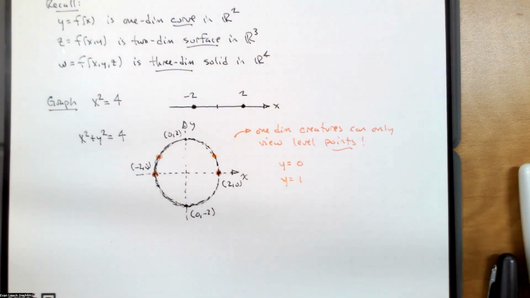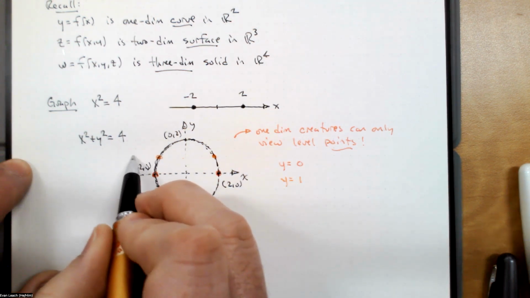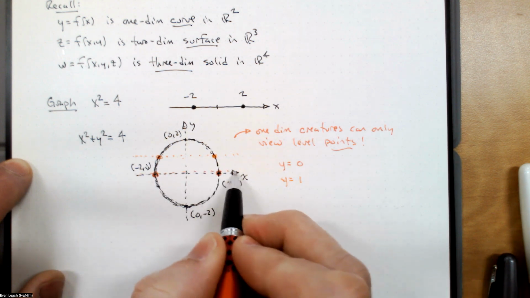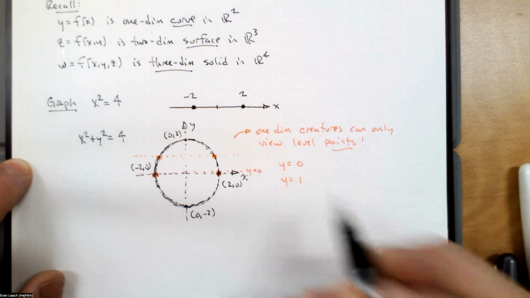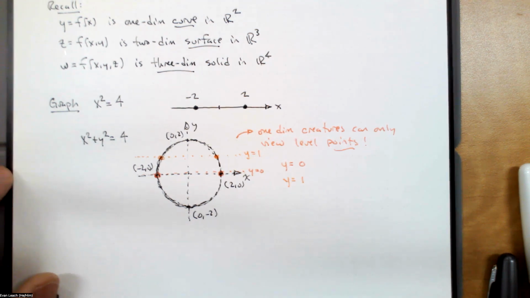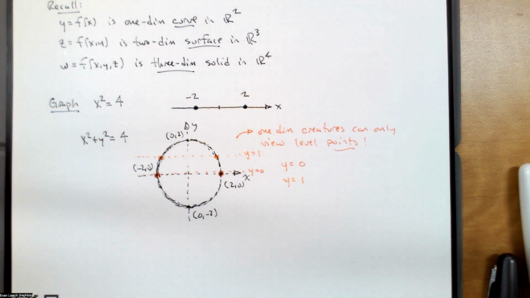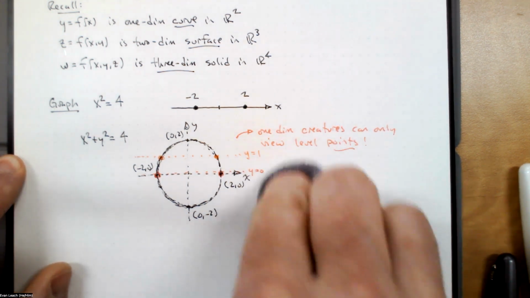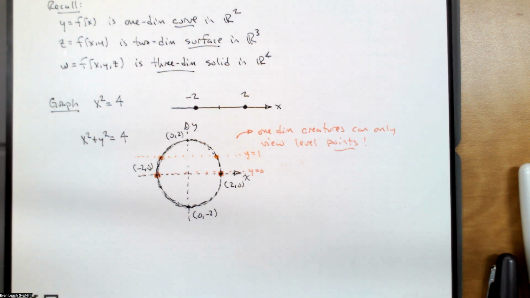Then they picture those points. So they can just picture pairs of points. They can see that they're evenly spaced about their 0 point. But they can't view this whole circle. They can only view it in pieces.